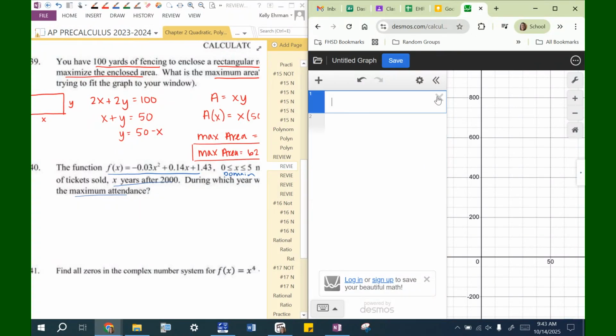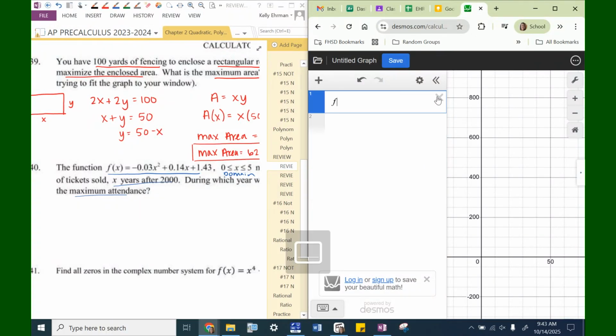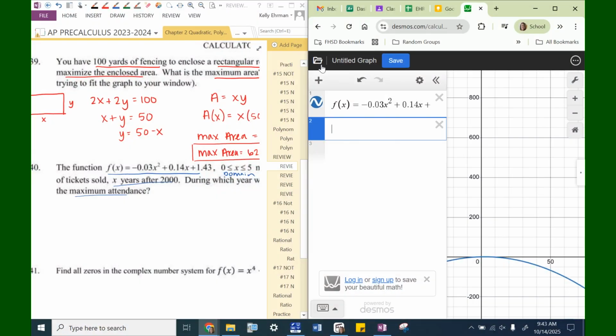So I'm going to clear out this old stuff and type in f of x equals negative 0.03x squared plus 0.14x plus 1.43. I'm going to do a quick check for typos. I think I'm okay. And when they give you a domain, you add a table with the endpoints of the domain. So f of 0, and this one's f of 5.